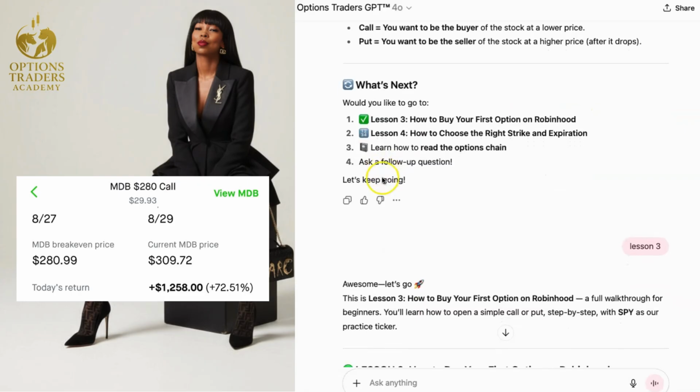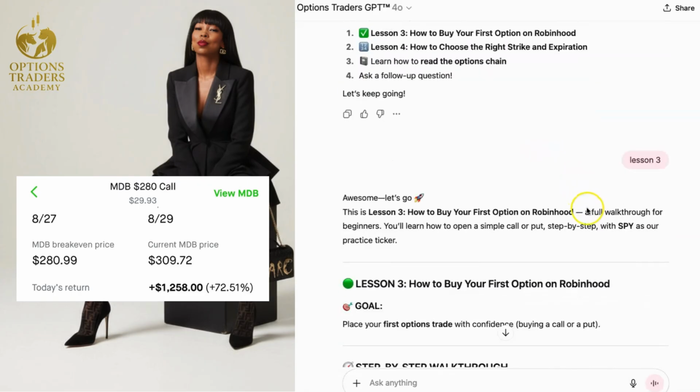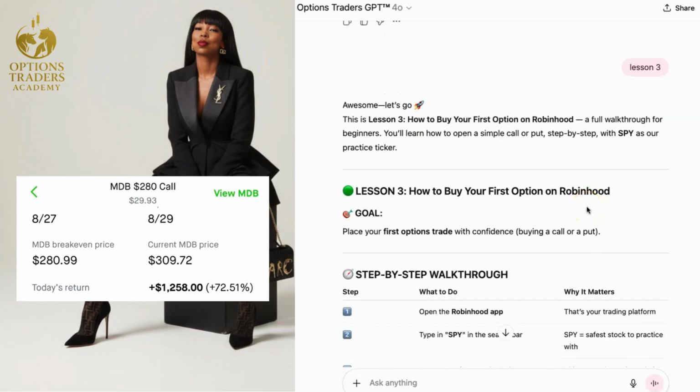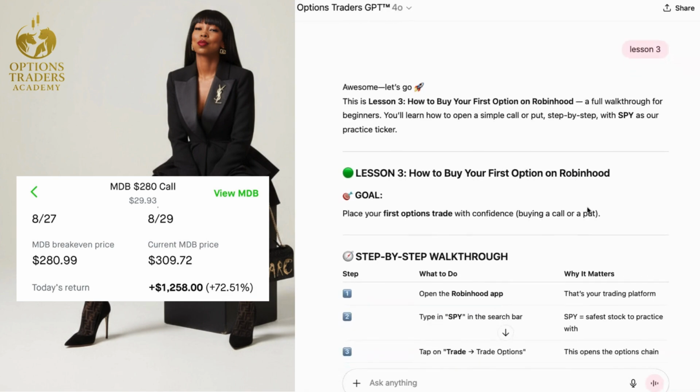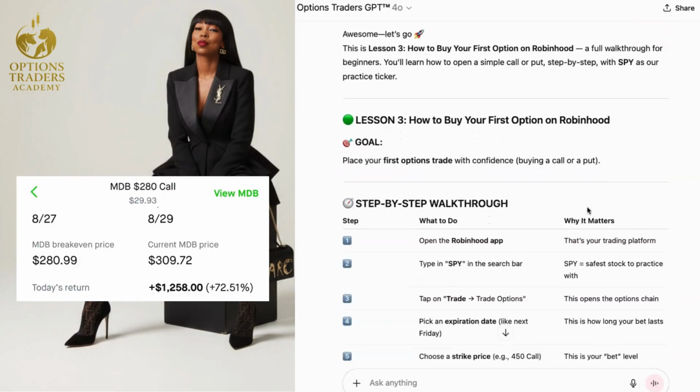So what's next? Would you like to go on to lesson 3? Yes, we do. So we're going to go on to lesson 3, because lesson 2 was kind of like a brief summary of lesson 1, I want to say. So, we're just going to go right on into lesson 3. So this is like a 2-in-1. All right, so let's get started.